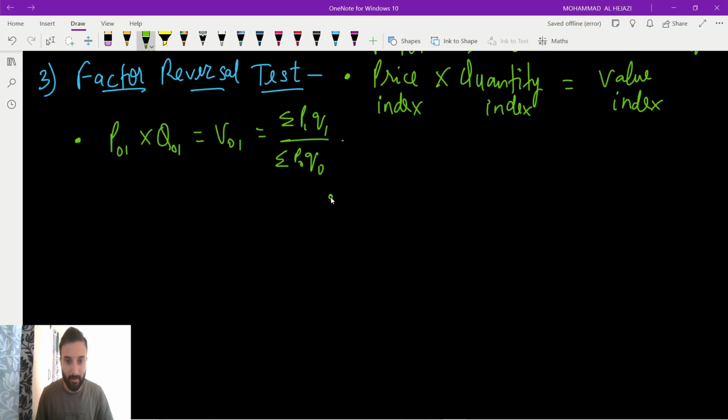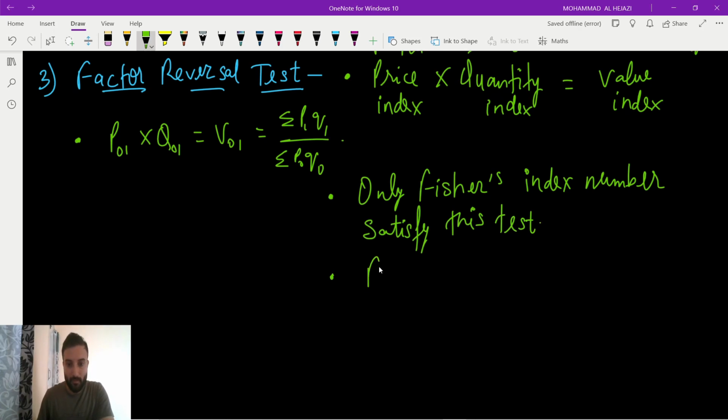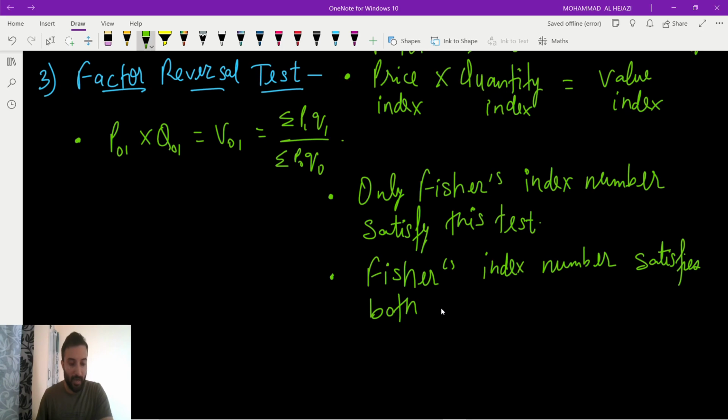Then here we will write: only Fisher's index number satisfies this test. Now, a very important thing: Fisher's index number satisfies both time reversal and factor reversal.